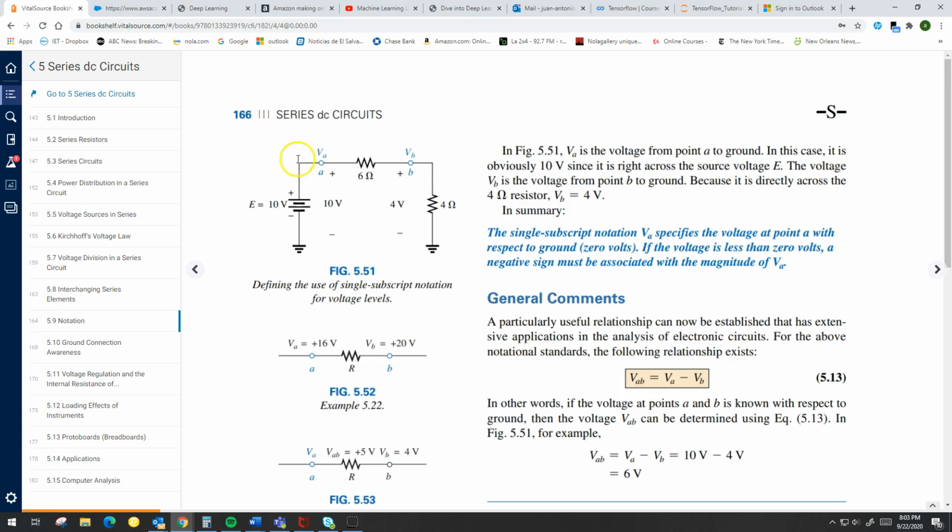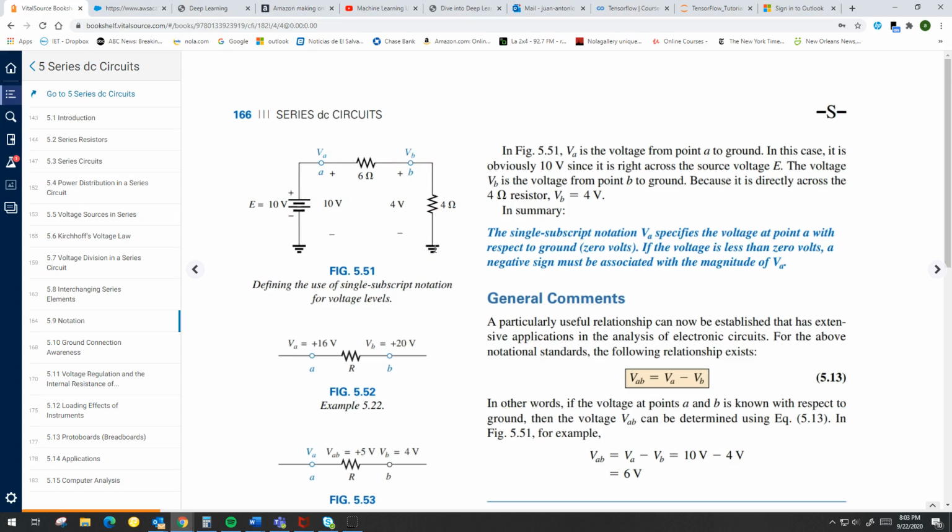If you look at A to ground, we haven't labeled ground, but we could label it. It's fine. Let's say that we label ground C, right? So VAC will be the voltage from A to C, or from A to ground. VBC will be the voltage from B to ground, right?